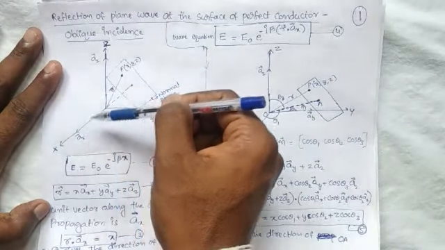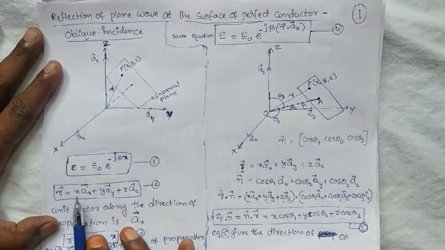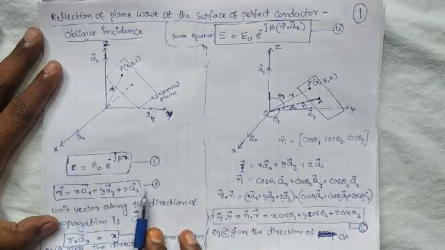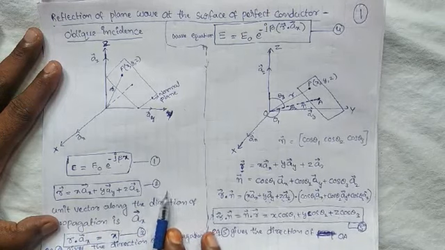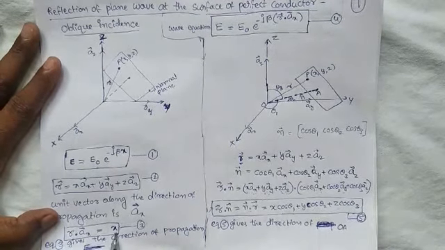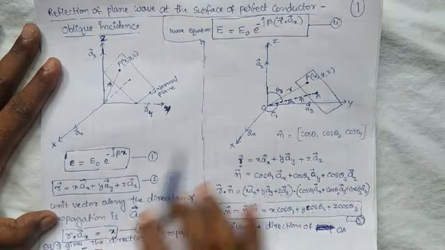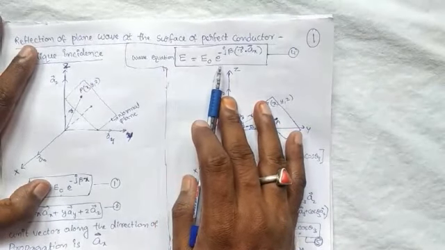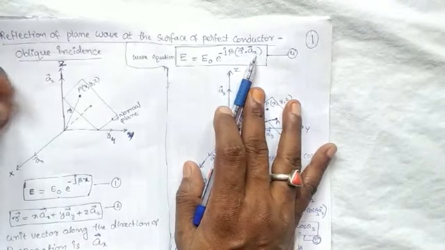Now we are determining r dot ax. ax dot ax is 1, ay dot ax is 0, az dot ax is 0. So r dot ax is equal to x. Substituting this in equation 1, the wave equation is E is equal to E naught into e power minus j beta r dot ax. This is equation 4.